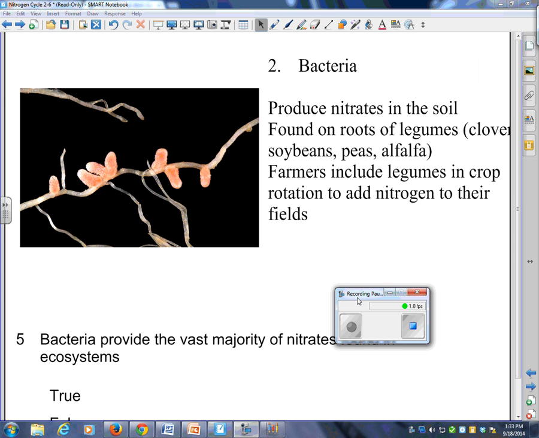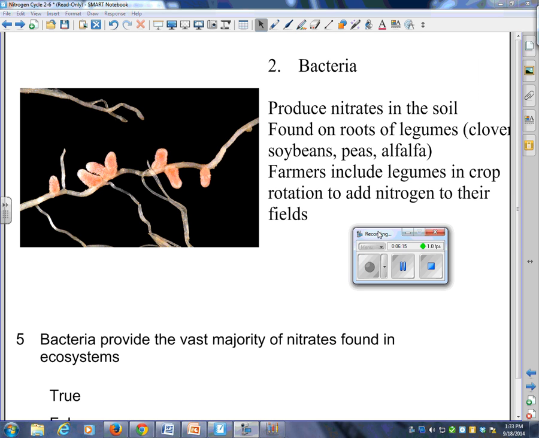Making protein, that's what the plants use the nitrogen for. The second one, nitrogen fixation by bacteria. Some bacteria are capable of fixing nitrogen. These bacteria provide the vast majority of nitrates found in ecosystems. They are found mostly in soil.